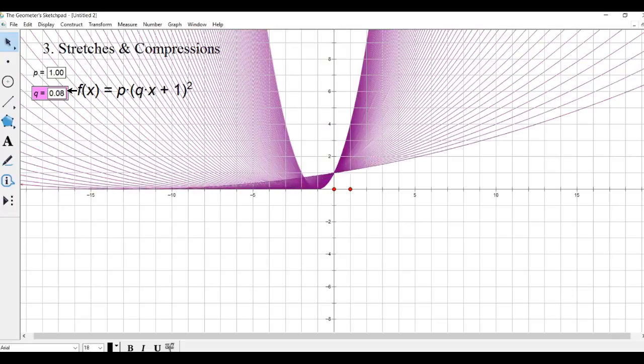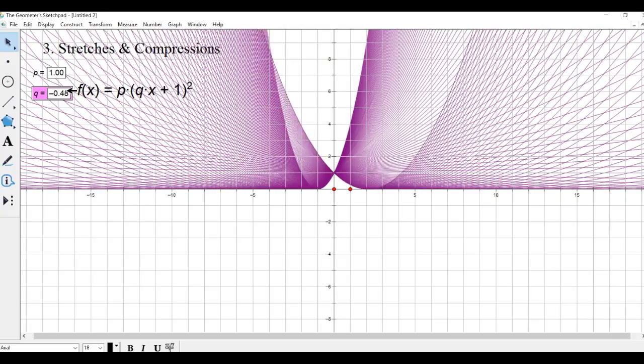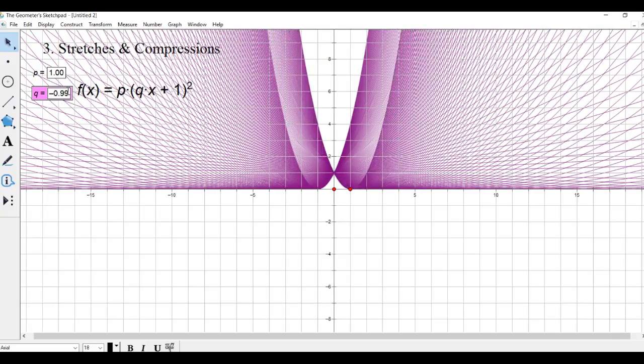Righto. Now what happens when Q is equal to -1? We're going to see this lovely effect here, I think. There's that reflection in the y-axis. It's gone from here to here, a nice little reflection in y.